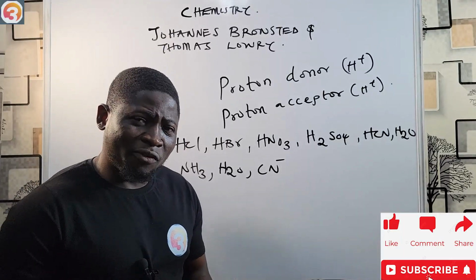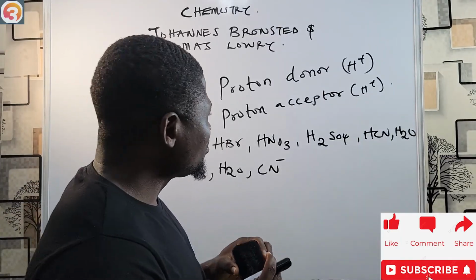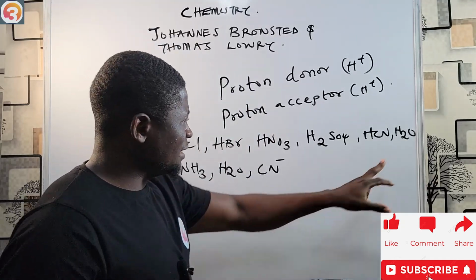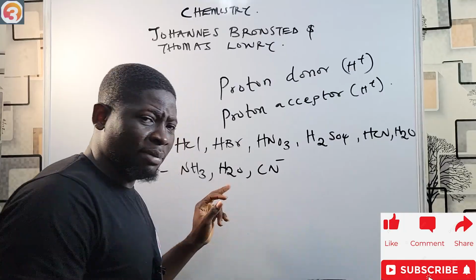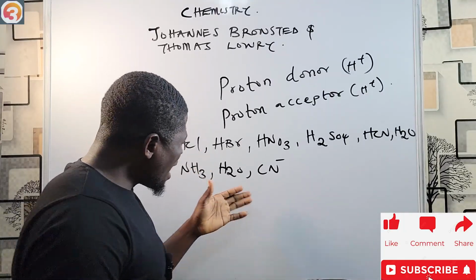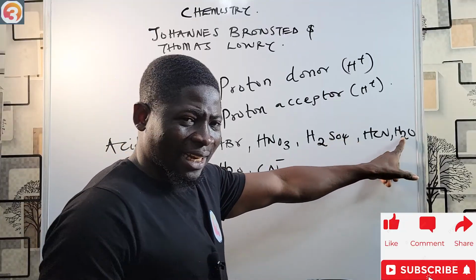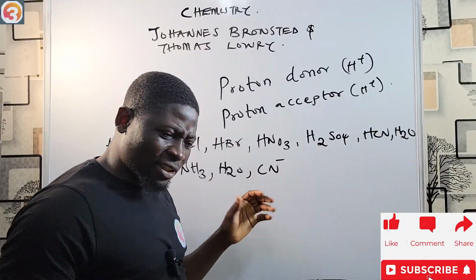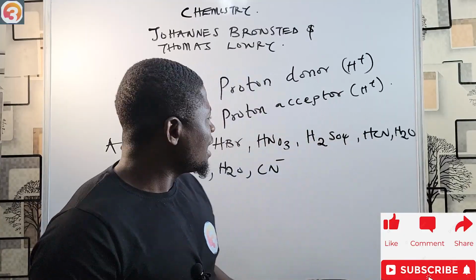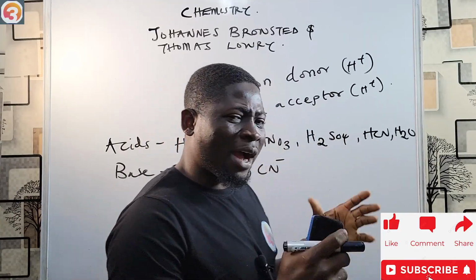But of course, if you are following me closely, you will see that there's H2O here as an acid, and there's H2O here as a base also, the same chemical formula, nothing changes. All right, so why is water both an acid and a base? That's the question that any smart student will want to ask. Now, what is the simple answer to this?